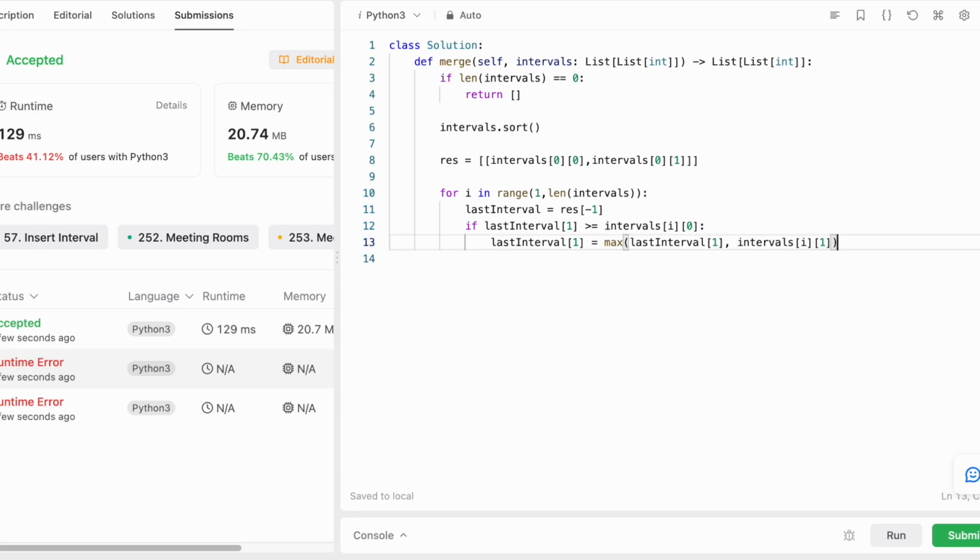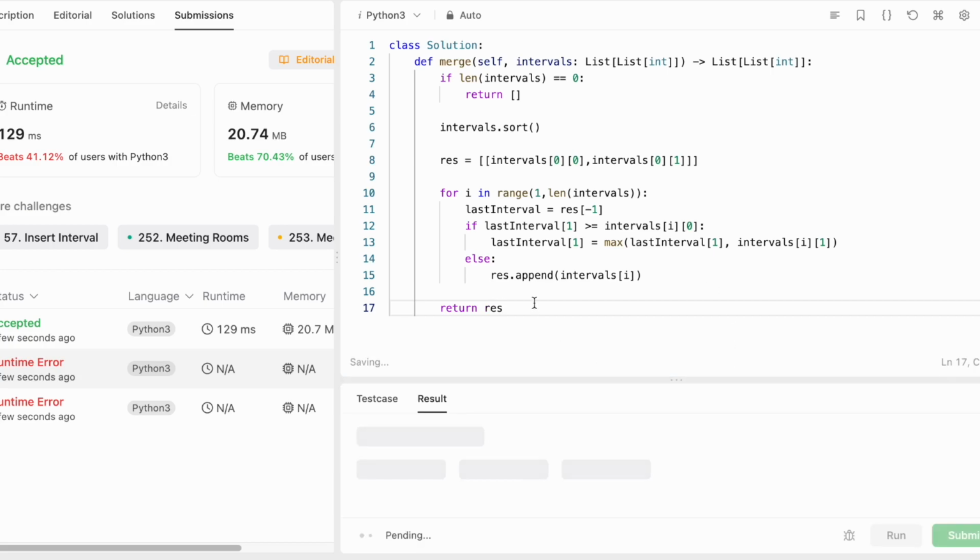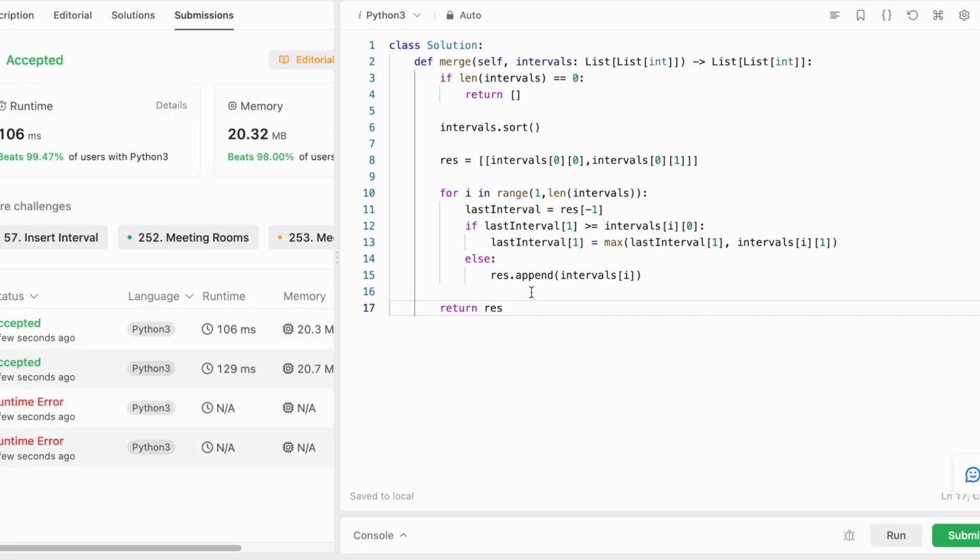If not, then we want to append the current interval to our result. Of course, after we append it, in the next iteration, last interval is going to be this one, and we might, in the future, merge it with some other intervals. Once we are done with this loop, then we can just return our result. Yeah, good.